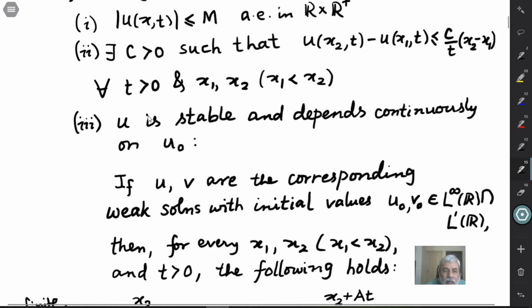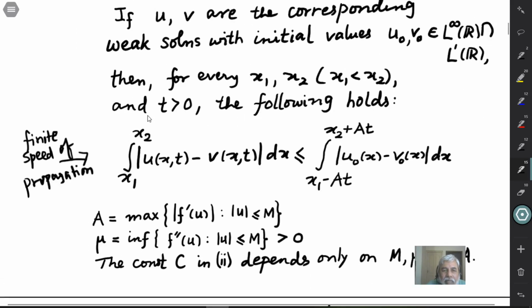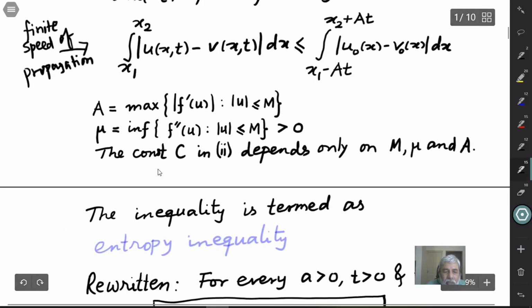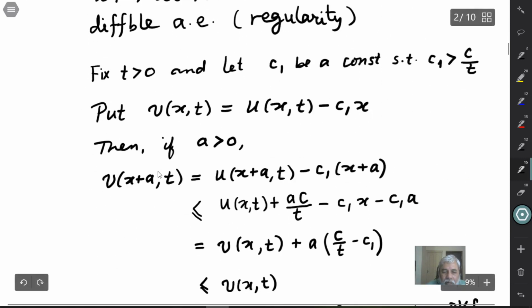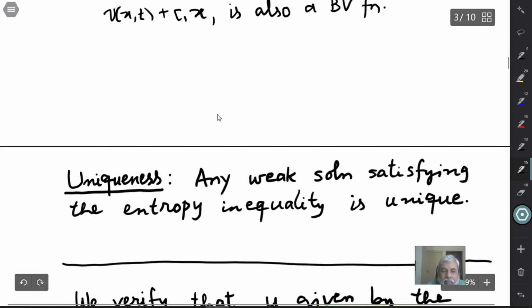Uniqueness I have not discussed, so I'll discuss that in a little bit, but there is a continuous dependence on that. Okay, let me just discuss that uniqueness. Any weak solution satisfying the entropy inequality is unique. Let me just elaborate a little bit on that uniqueness part.